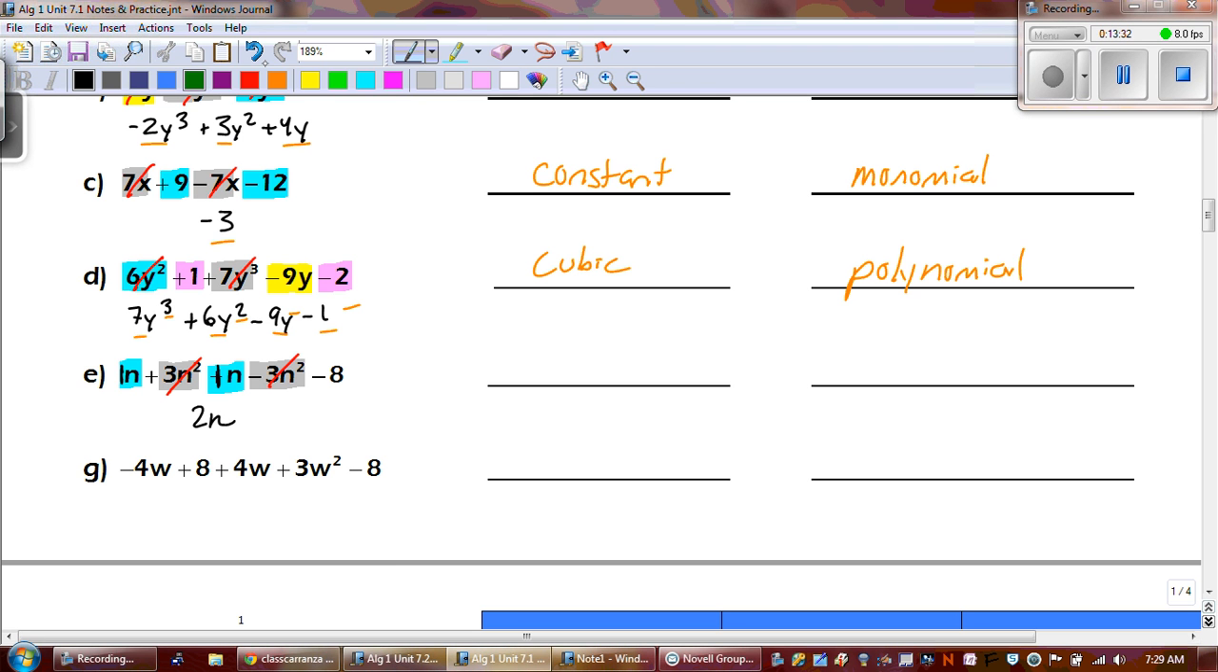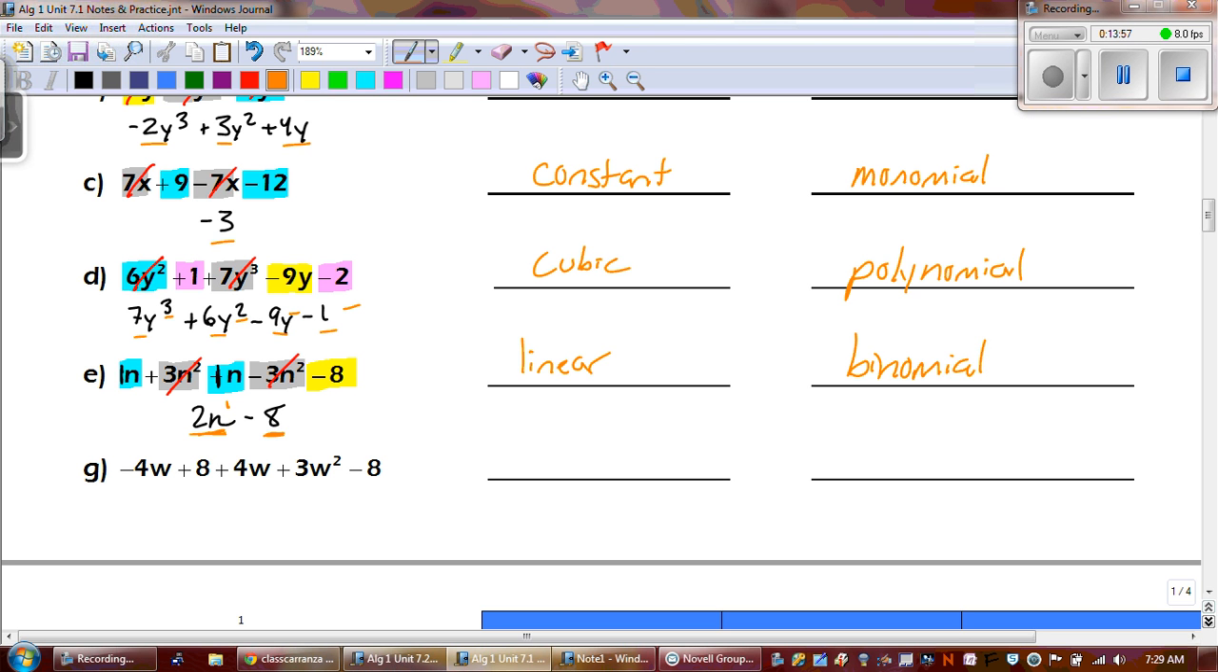And then what's left over is the negative 8, right? So my highest exponent would be the n. So that means it's a linear. And then how many terms do we have? 2. So a linear binomial.